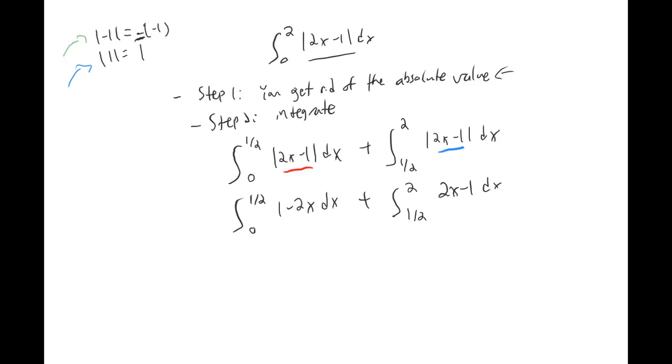So this is x minus x squared over 2 times 2, which is just x squared, evaluated at 0 to 0.5, plus the antiderivative, which is x squared minus x, evaluated at 1/2 to 2. Is everyone clear on this? Can I trust you can all do this algebra?